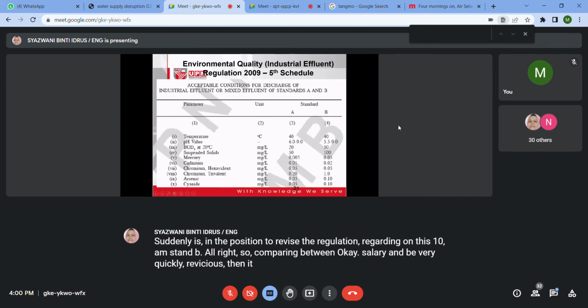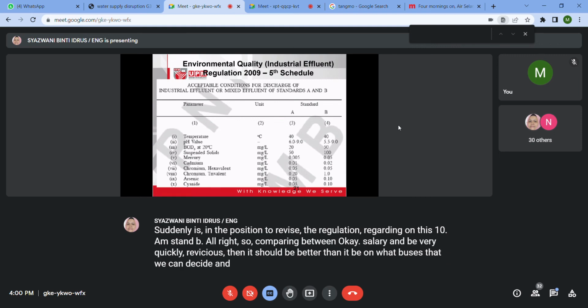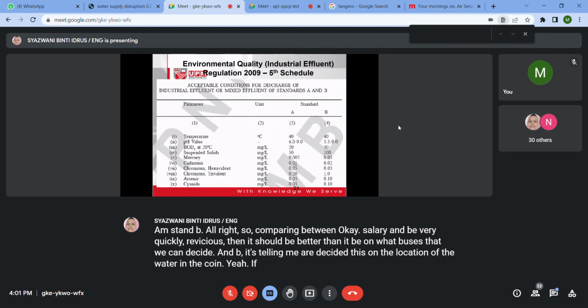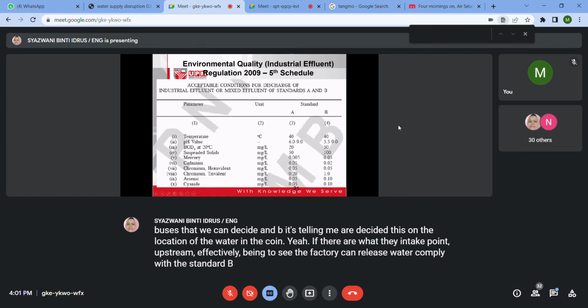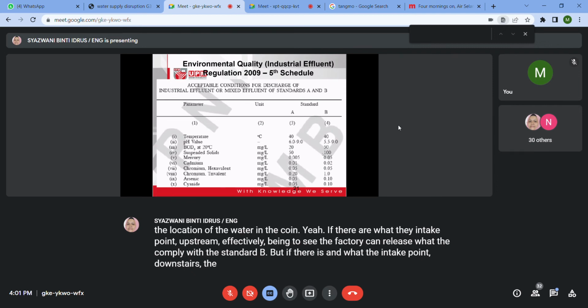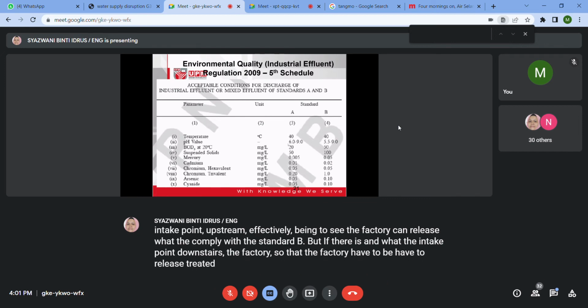Standard A should be better than standard B. On what basis can we decide standard A or standard B? Standard A and standard B are decided based on the location of the water intake point. If there is a water intake point upstream of a factory, the factory can release treated wastewater complying with standard B. But if there is a water intake point downstream of the factory, the factory has to release treated wastewater which complies with standard A.